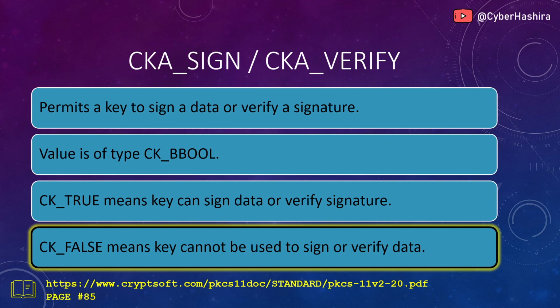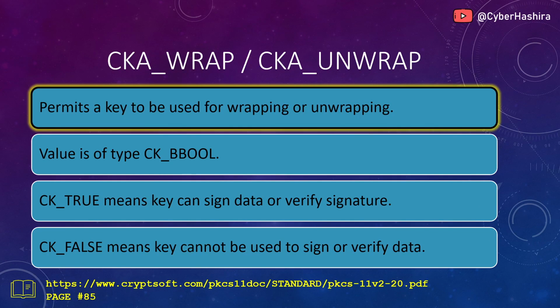And don't forget, CKA_SIGN is not meant for a public key and CKA_VERIFY is not meant for a private key. In cryptography, key wrapping and unwrapping is used to securely transport a key over an insecure channel. Essentially, wrapping means encrypting a key using another key. I will be making a detailed video about this topic, so for now, just know that CKA_WRAP and CKA_UNWRAP attributes permit a key to wrap or to unwrap.